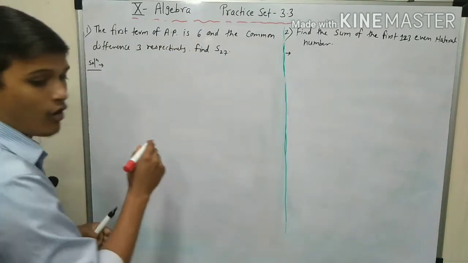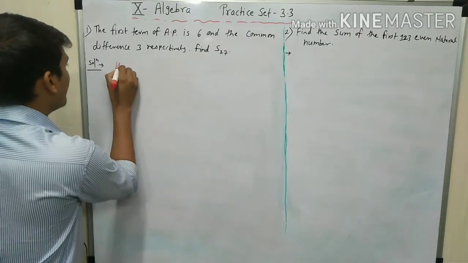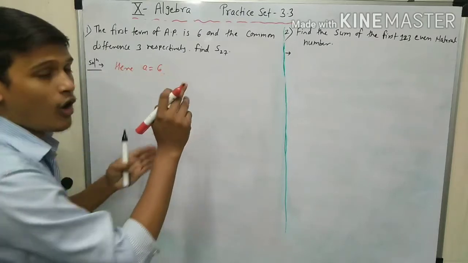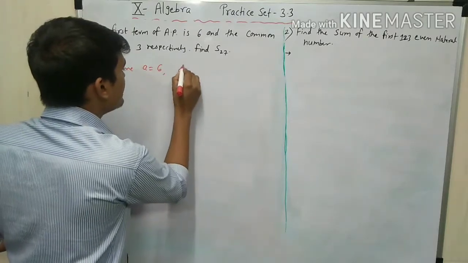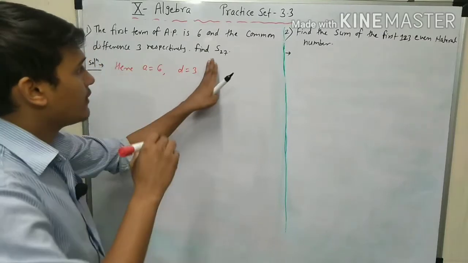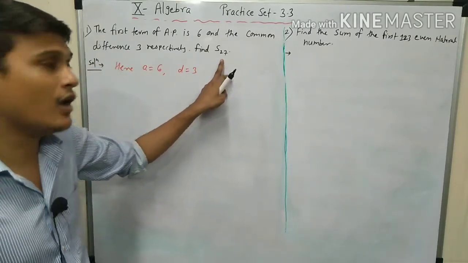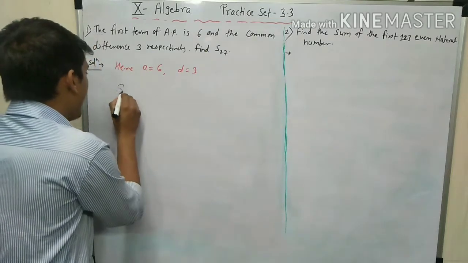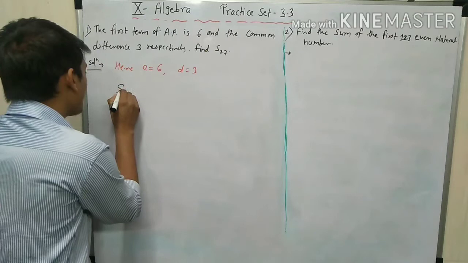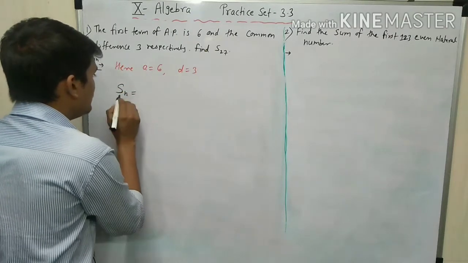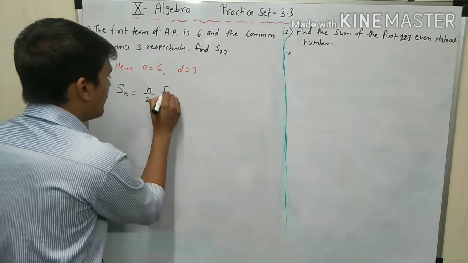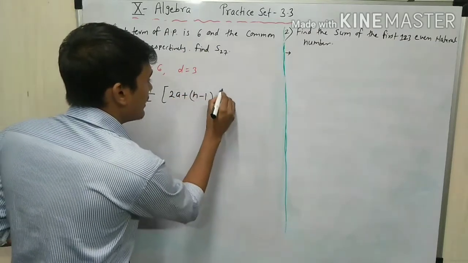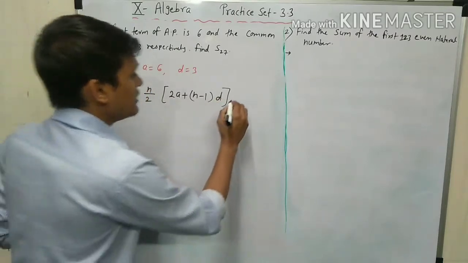First term means a. We can write here a is equal to 6, and the common difference means d. We can write here d is equal to 3, and find out the value of S27. Now we apply the formula. The formula is Sn is equal to n upon 2, bracket 2a plus (n minus 1) d, bracket closed. Understood? This is the formula.